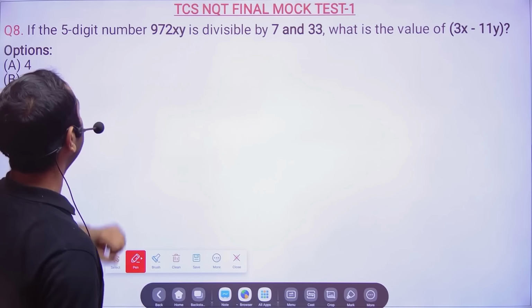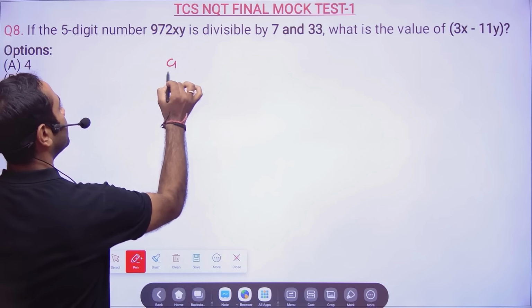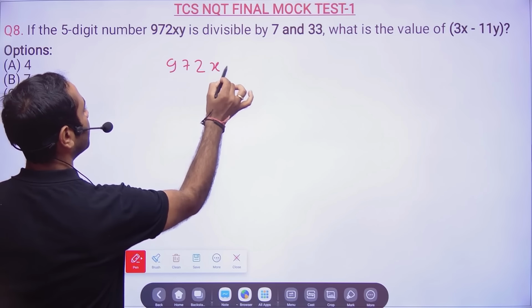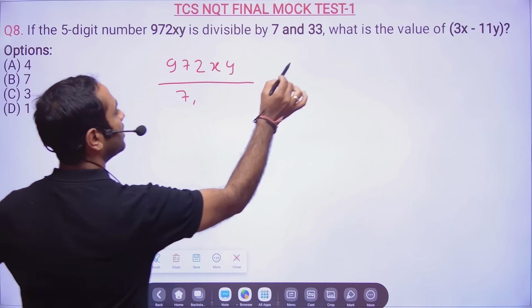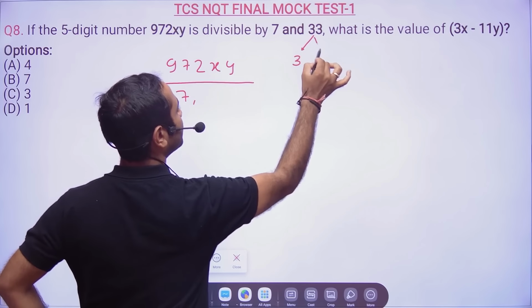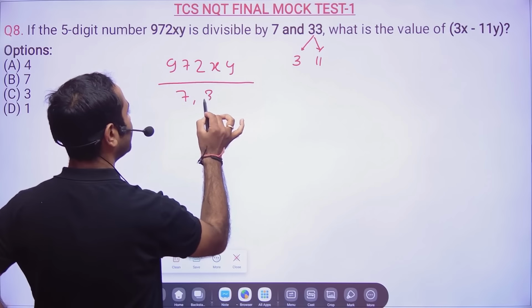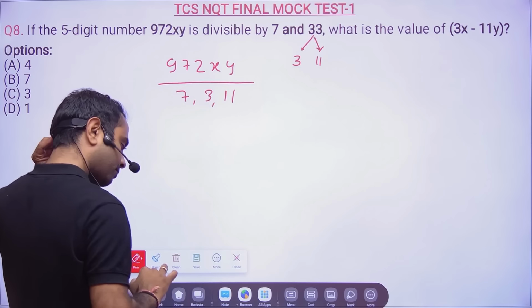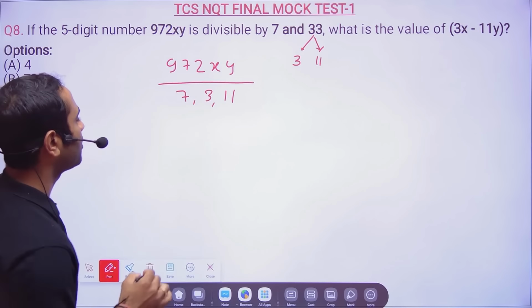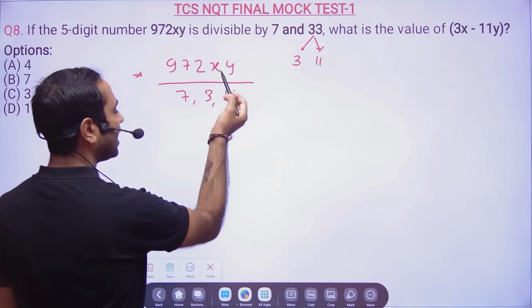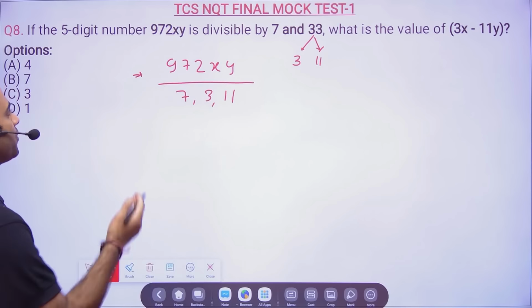Now if the 5-digit number 972xy is divisible by 33, if a number is divisible by 33, it will be divisible by 3 and 11. Now generally why do they give this kind of question? Because they know if we have 3 and 11, it will be easy to solve.